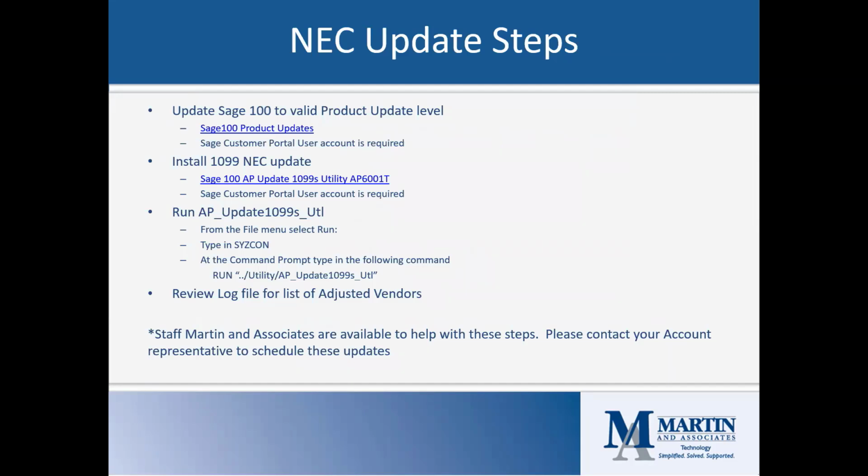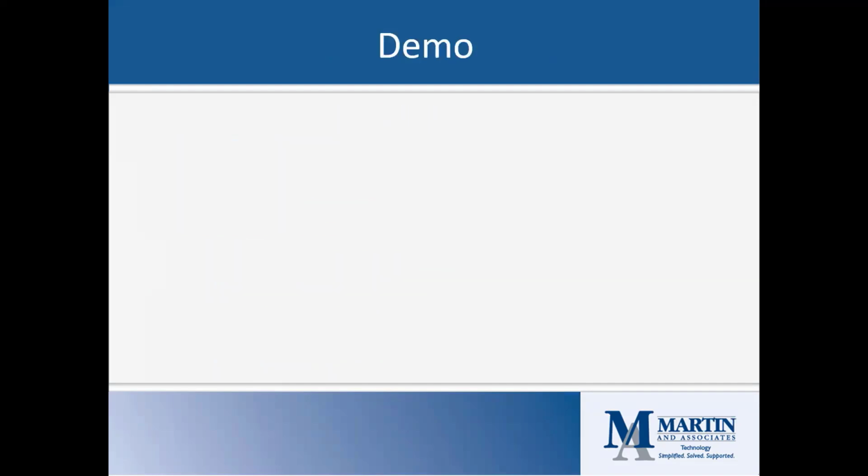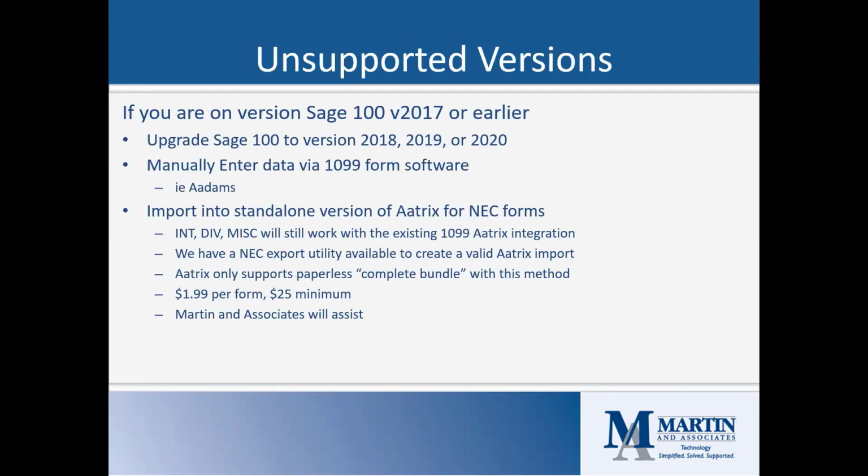So again, make sure you're on a valid product update level, install the updated utility, run that utility, and then review the log just to make sure everything is accurate. That's for the folks that were on a supported version. So what does it mean if you're on 2017 or earlier? Your options really are to update to 2018, 2019, or what would really be, we would put you on 2020.